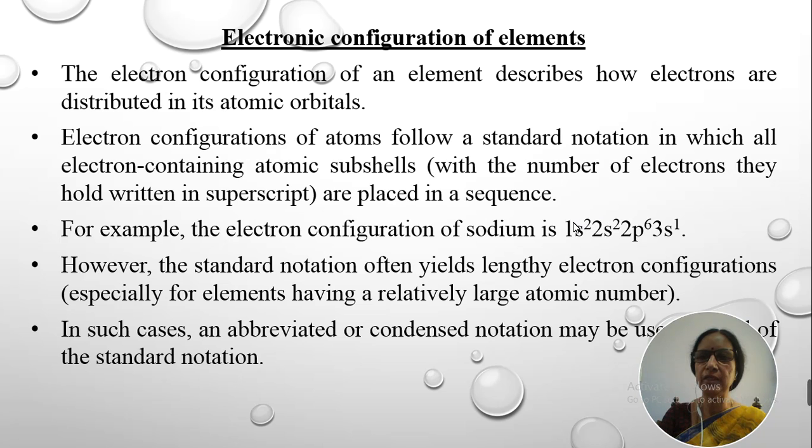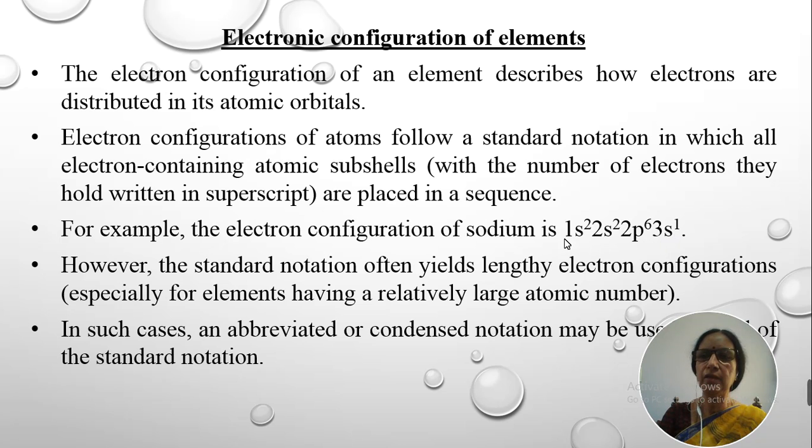So based on that, this number indicates the orbit number. This indicates the subshells which are present in each of the orbits, and this number indicates how many electrons can be accommodated in these suborbitals. So among the 11 electrons of sodium, the first 2 electrons are accommodated in the first orbit and the 8 electrons will be accommodated in the second orbit, and the last electron is accommodated in the third orbit.